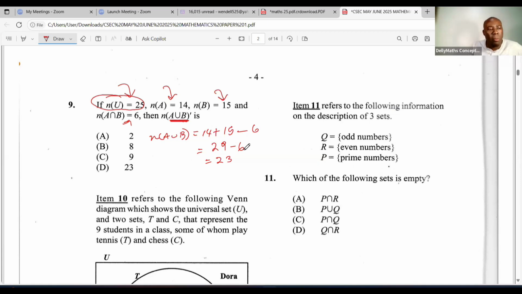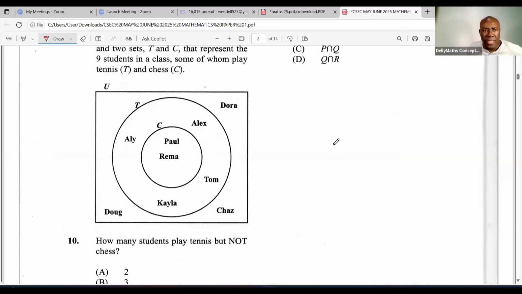What they want now is the complement of this, right? So the complement of this, since there are 25 in the whole set, what are those that are hanging on the outside? 2 is the answer to this because the question wants you to tell the number of elements that are in the complement of the union, not the union. So what are the extras that are not a part of this? 2 persons, right? So you have to be very vigilant with that one. Let's go to the next question here.